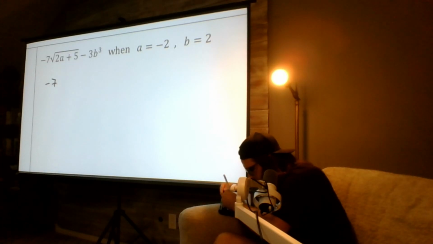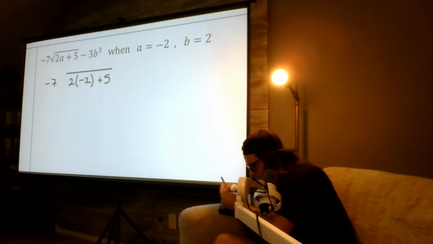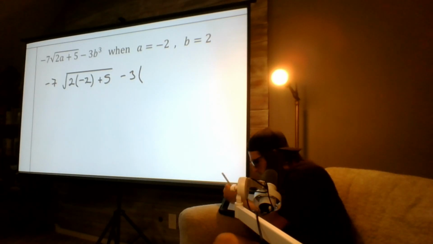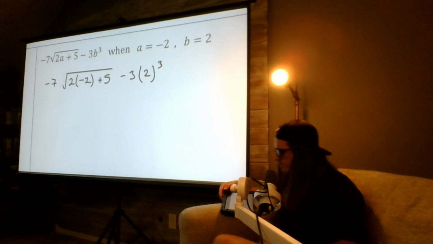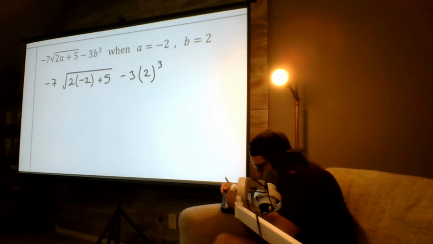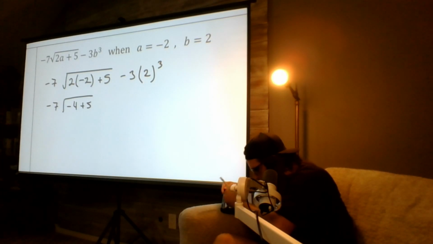So we have negative 7 times 2, parentheses, negative 2, plus 5. All of that is under a square root. Minus 3. We're going to use parentheses here as well for the 2. All right, good. 2 times negative 2 is negative 4.